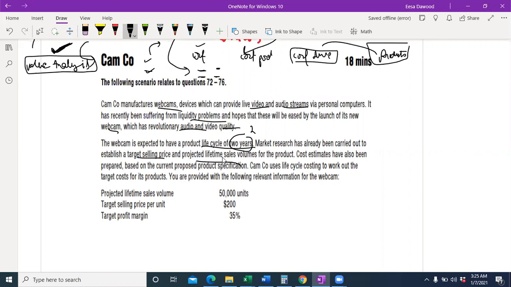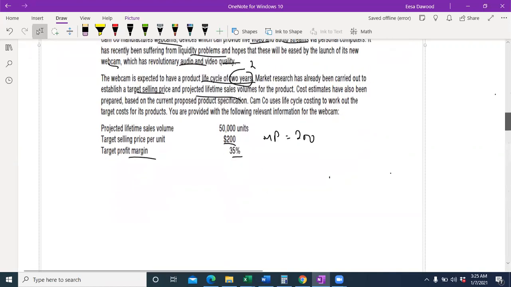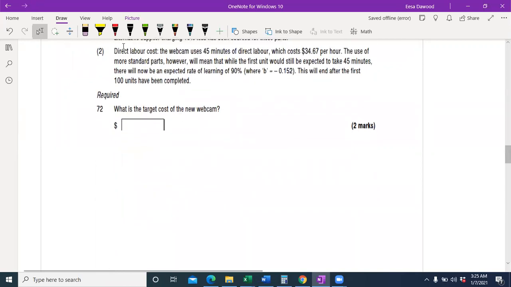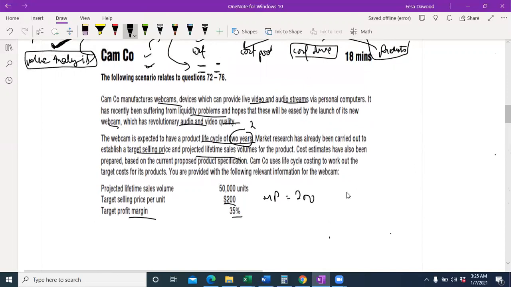So right from the start, we said that in that 2 years of life cycle, market research has been carried out, and the target selling price, we already know the market price for that, right? The market price is 200. And what is their desirable profit margin? It is 35%. And in the first part of the question, you need to calculate the target cost of the new webcam. So what is the target cost?